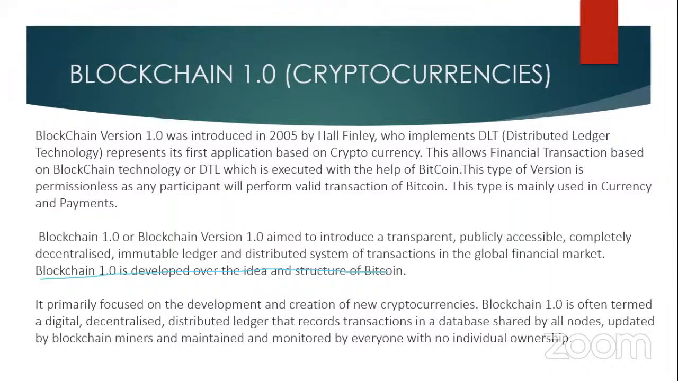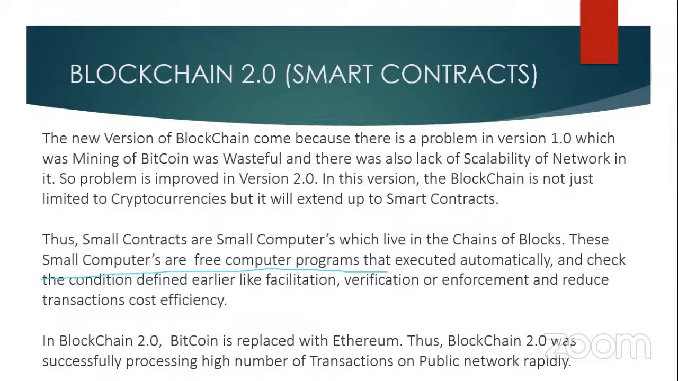Now, let's talk about blockchain 2.0. Blockchain 2.0 is the smart contracts. So, I would like you guys to attach meaning to blockchain 1.0. Blockchain 1.0 is simply Bitcoin. Anything that has to do with Bitcoin is blockchain 1.0. Now, blockchain 2.0 came as a result of what we call scalability. We have the lack of scalability of the network. So the smart contract was introduced to solve the problem of scalability.